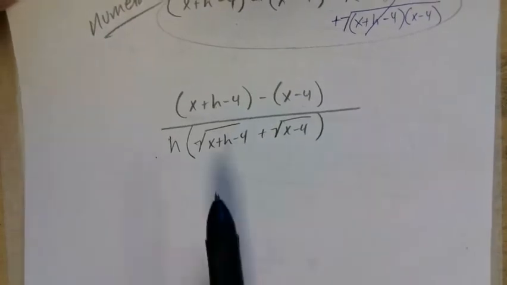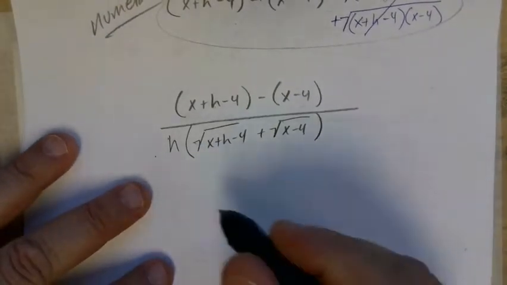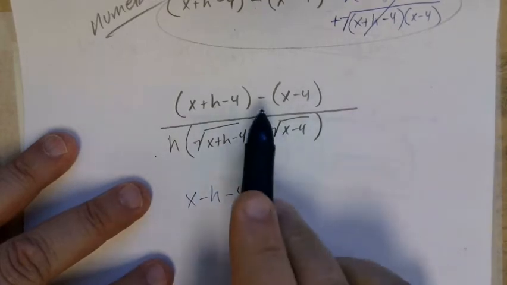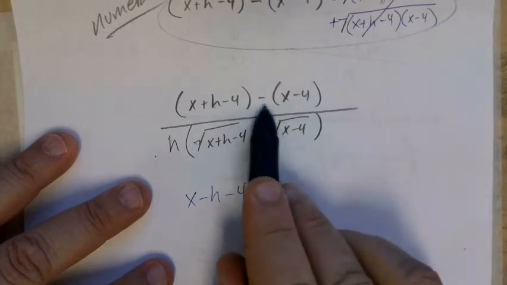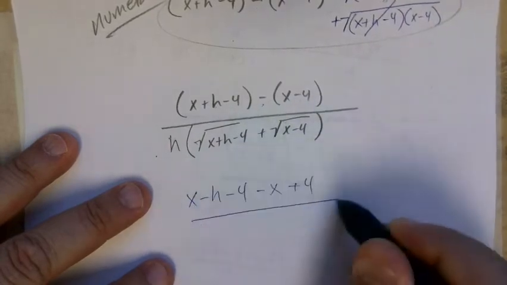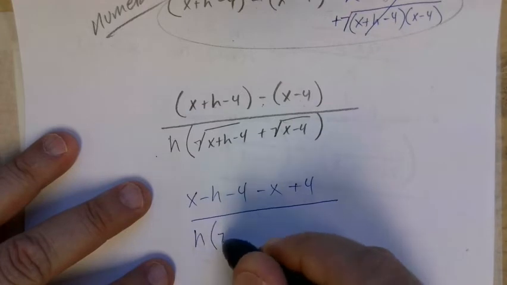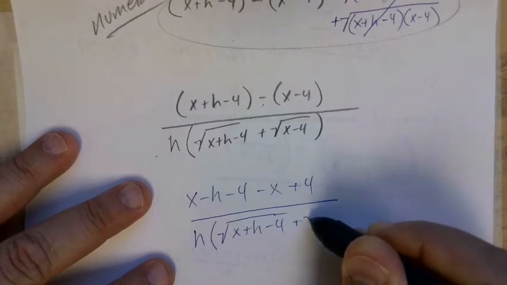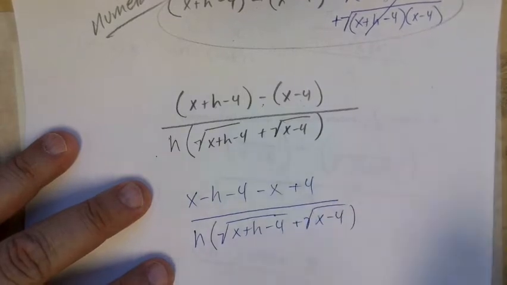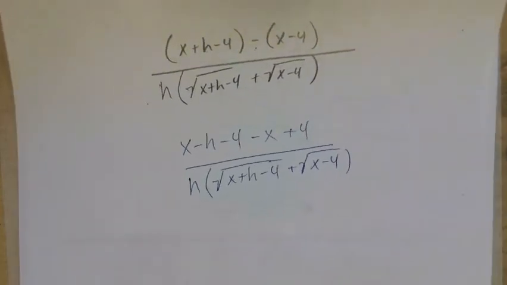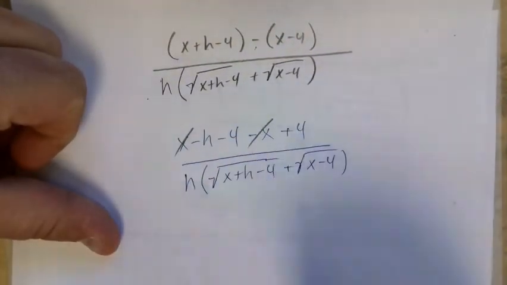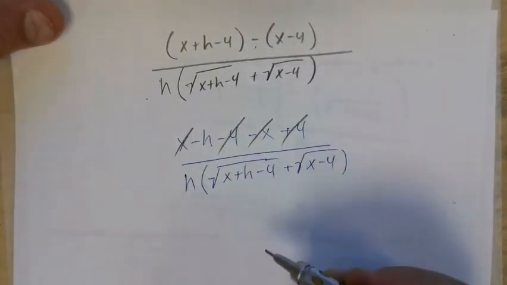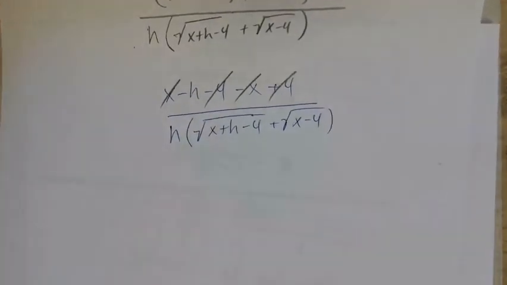Because check out what happens here on the top. If I simplify this, x plus h minus 4, that's just there, x plus h minus 4 minus the x minus a negative 4 makes a positive 4, and that's all over this h times the square root of x plus h minus 4 plus the square root of x minus 4. Check out what happens. X minus x, that's gone. Negative 4 plus 4 is gone. And you've got a negative h. That's all that's left in the numerator.